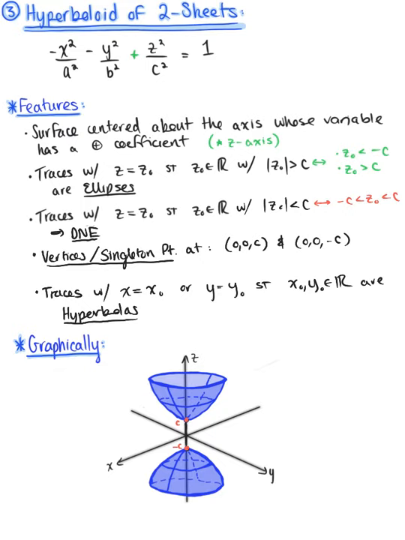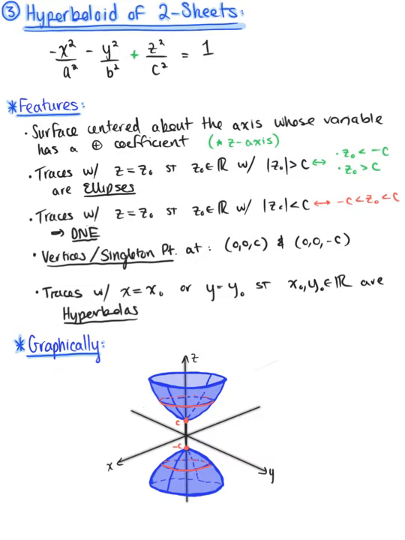So we've already indicated these singleton points on our graph, and we can see that as we let z naught vary to a value greater than positive c, our traces are ellipses. The same thing occurs if we let z naught vary to a real number below negative c. We can see we have an ellipse.